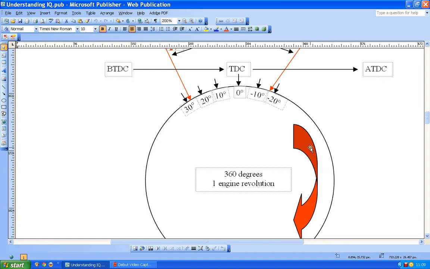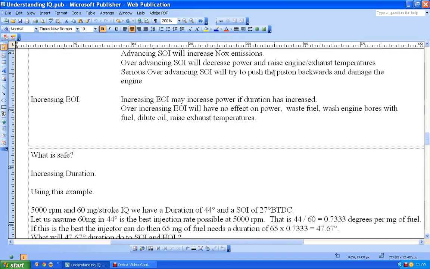You might just as well have injected the same amount of fuel and ended earlier. Now, there is a problem with that as well, though, because although you're now not getting any more power, so there's no real effect on power, obviously you're going to be wasting fuel because you've got your foot flat on the floor and there's no power increase, but the fuel's got to go somewhere, so you're wasting fuel. It's going to wash down the engine bores, which is never a good idea.